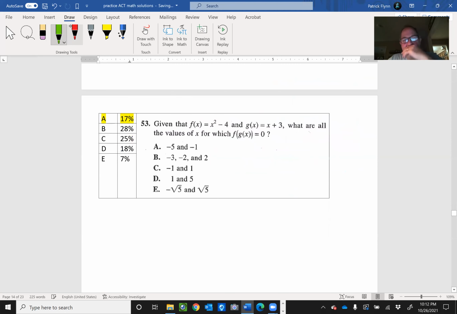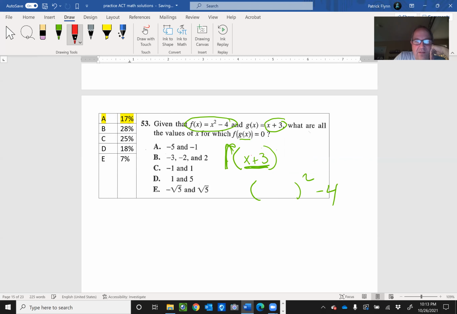Okay, 53. Composite functions. This is something we do in Algebra 1, Algebra 2, pre-calculus, college algebra, so on down the line. So let's change g of x to be what it is. G of x is x plus 3. So I got to take x plus 3 and plug it into function f. Here's function f. So the x plus 3, that's what goes here.